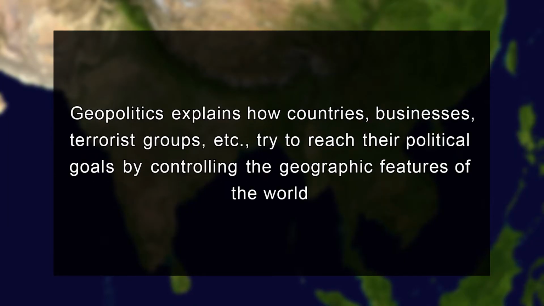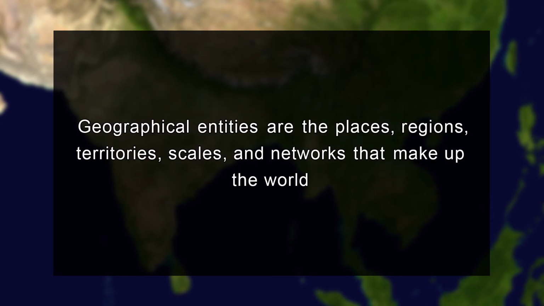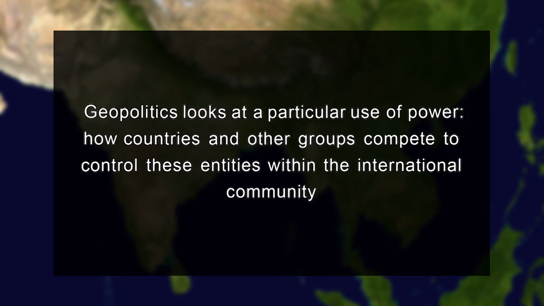Geopolitics is a framework that we can use to understand the complex world around us. Geopolitics explains how countries, businesses, and terrorist groups try to reach their political goals by controlling the geographic features of the world. And we call these features geographical entities. Geographical entities are the places, regions, territories, scales, and networks that make up the world. Geopolitics looks at particular use of power, how countries and other groups compete to control these entities within the international community. Controlling these entities is seen to help countries and groups reach their political goals.